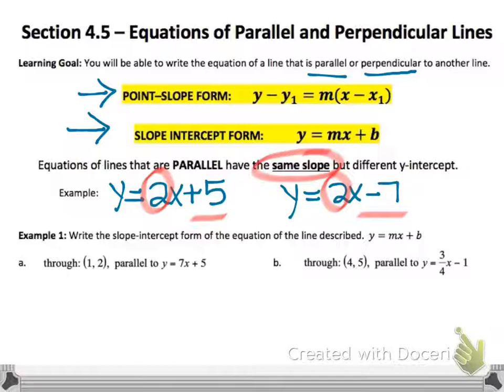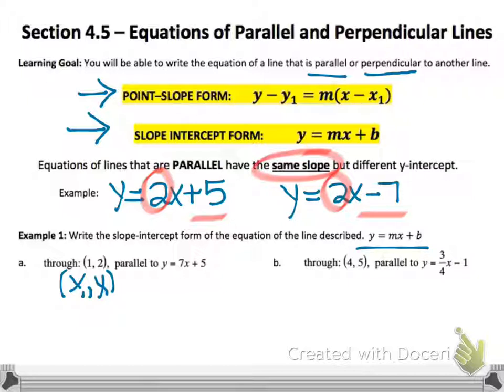We're asked in example 1 to write the slope-intercept form of the equation of the line described. So they want us to write it in this form, y equals mx plus b. And they say they want it to pass through the point (1, 2). In other words, we have an xy coordinate of one point. I'm going to call it x1 and y1, of (1, 2).